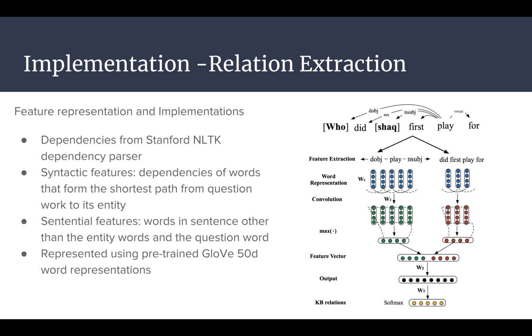After we have identified the most likely entities in a question, we want to extract its relations to the possible answer entities. In relation extraction, features that we use include dependencies parsed from Stanford Dependency Parser. For a given question, 2 types of features are extracted: syntactic features and sentential features. Syntactic features consist of dependencies and the shortest path from question word to its entity. Sentential features capture the structure of the question. We use GloVe 50 to represent words, and we feed the extracted features into a neural network to predict relations.